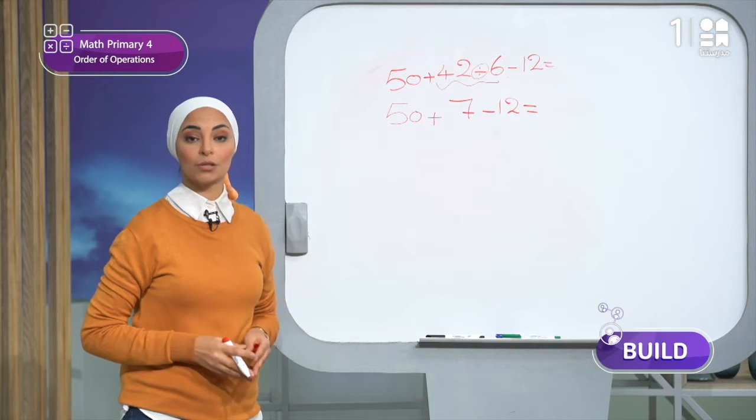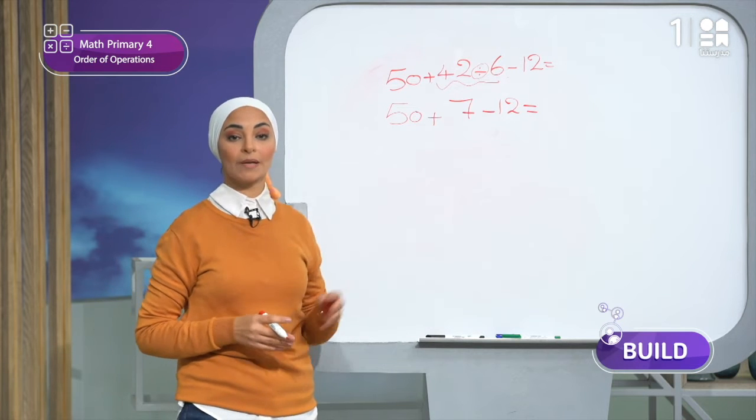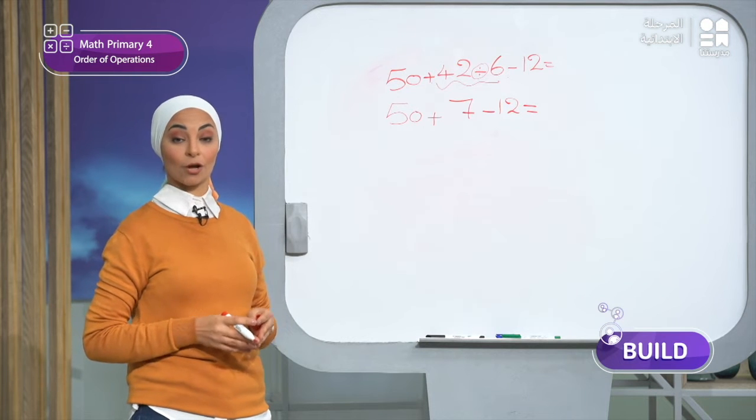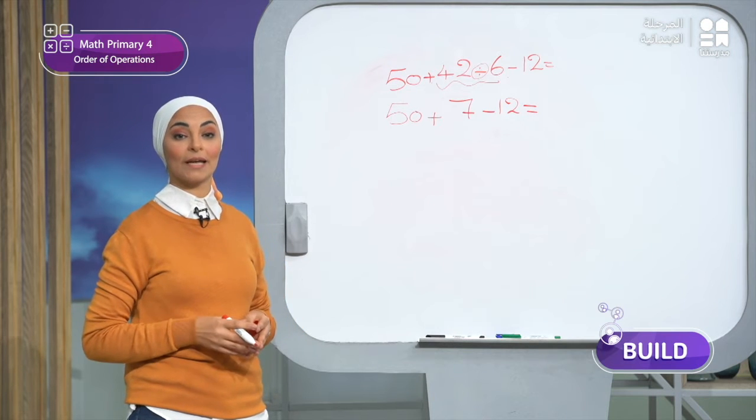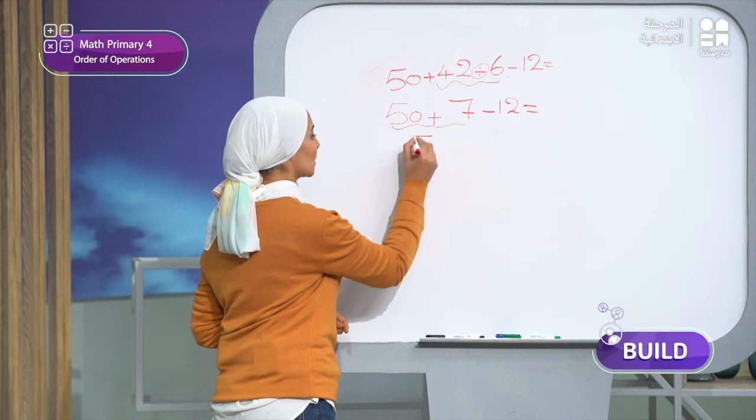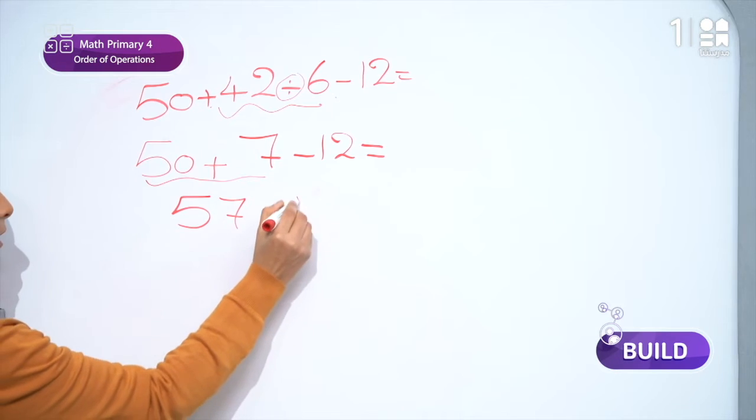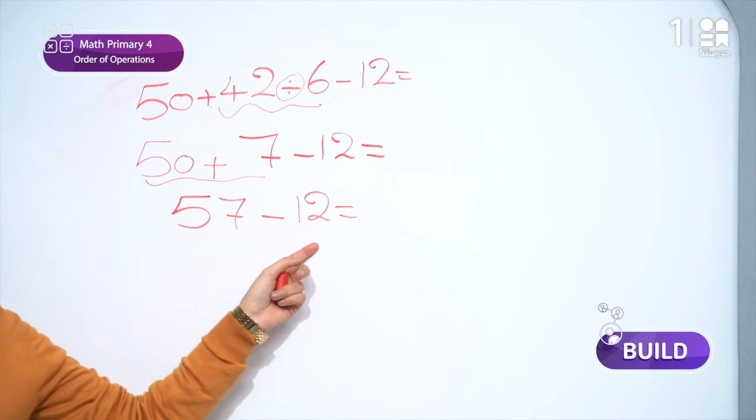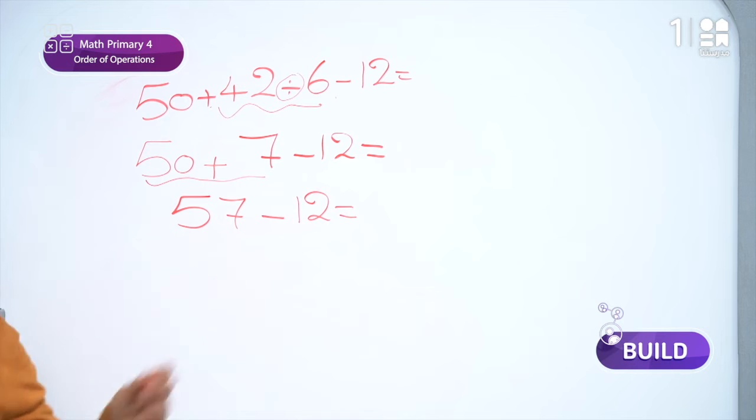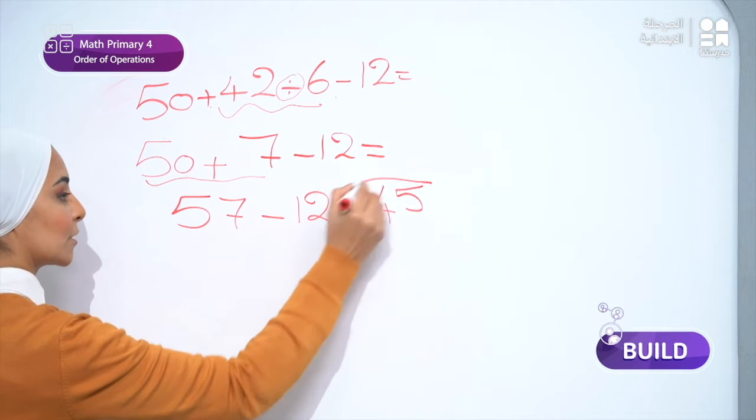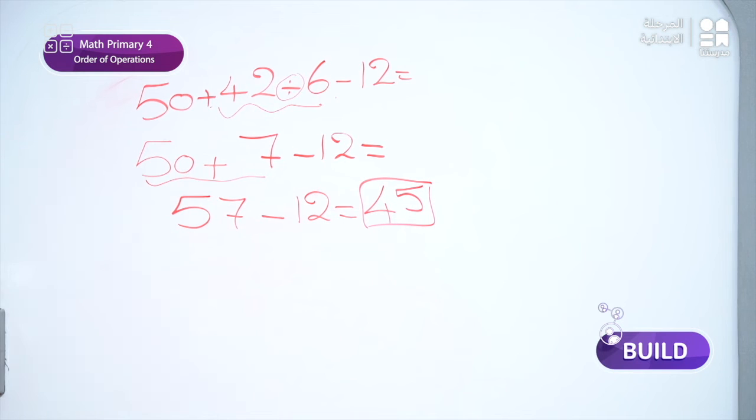Then what should I do? Yes, the equation will be as you see here. Then we solve the addition and the subtraction from left to right. So I will do 50 plus 7. 50 plus 7 equals 57 and then I will put minus 12. Now I want to make 57 minus 12. 57 minus 12 equals what? Equals 45. So 45 is my answer in this problem.